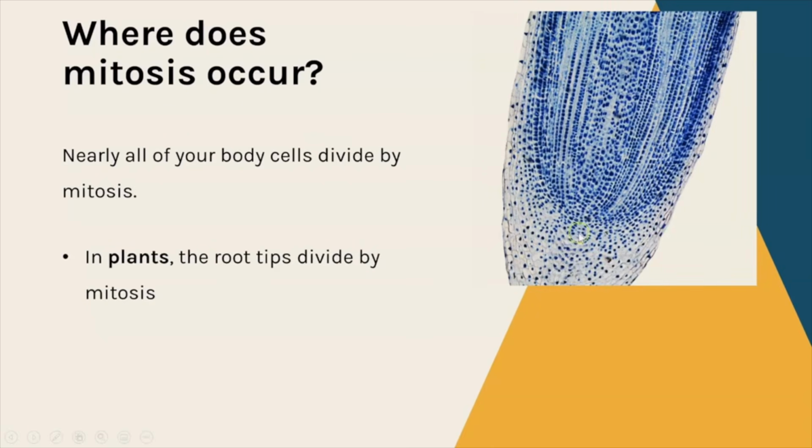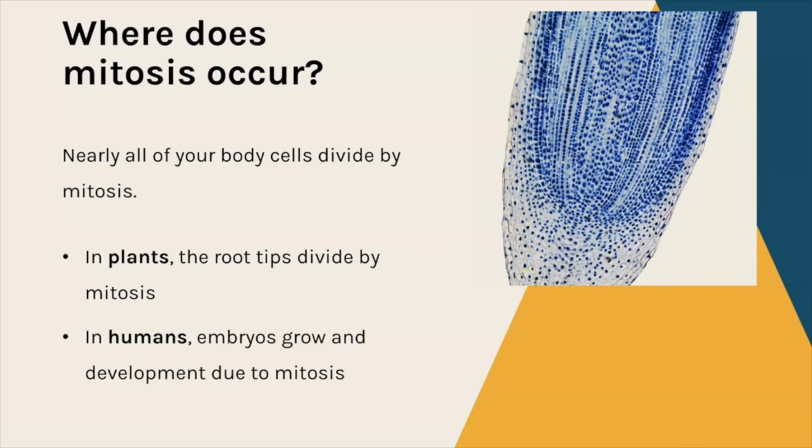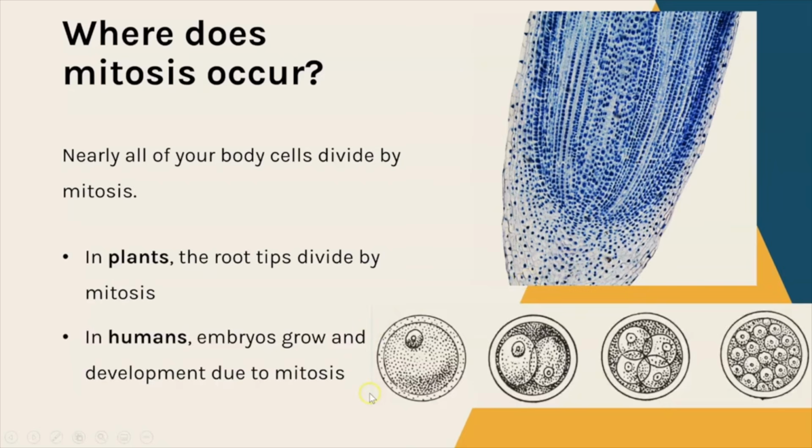This is a root tip from a plant under the microscope. And at the very tip, that is where mitosis is happening. So the roots can continue to grow in length and reach lots of water. Another example is in humans when embryos are growing. So here we have the first cell, that'd be a zygote after a sperm and egg fuse. And all of these new cells that are doubling and replicating, that is by mitosis.